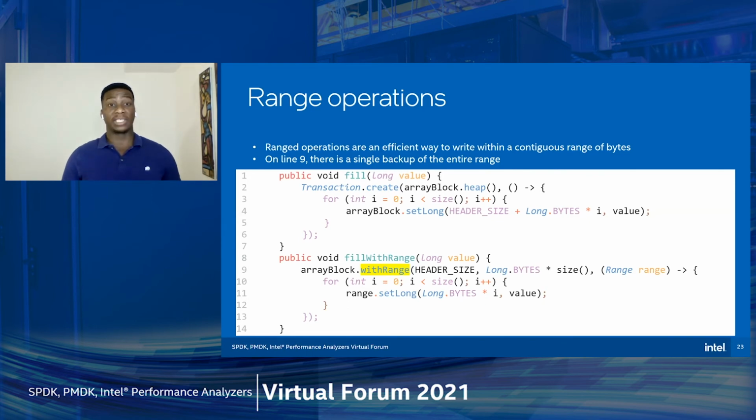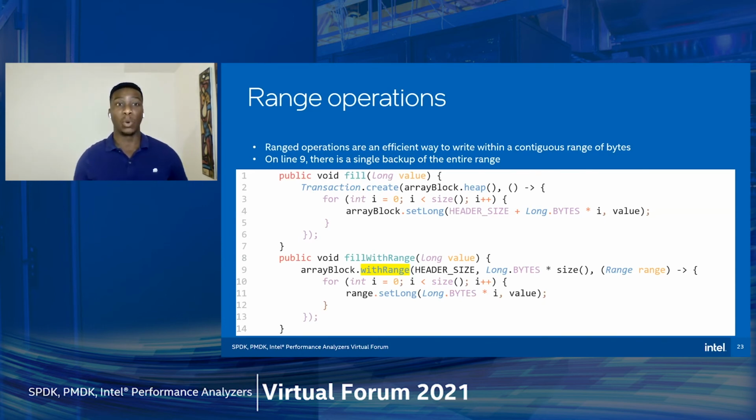So on line 2, you can see we have a transaction. It makes sense to use a transaction because if an error occurs or there's a crash, you don't want the array to be partially filled. So we have a transaction there. And then, as you can imagine, we iterate through the array, and for each index, we write the given value.